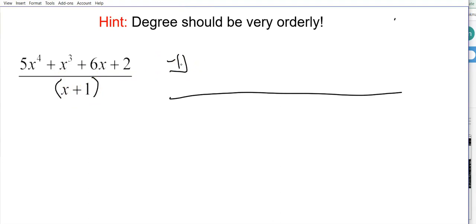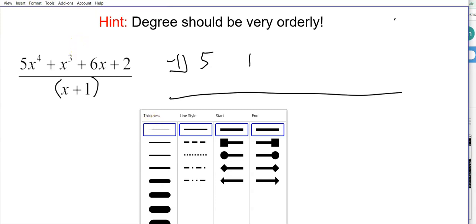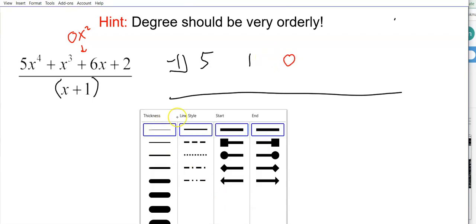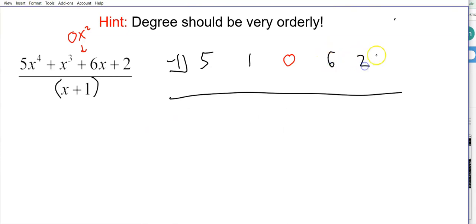I'm just going to take my coefficients as they go. 5, 1, this next coefficient. I don't know if you see it. It seems like I'm missing a term here. There should be an x squared term, as there is not. So I'm going to put 0 here for my x squared term. And then 6, and then 2. So it's very important to not skip a degree. So the degree goes 4th degree, 3rd degree, 2nd degree, 1st degree, and 0 degree. So I've got all the numbers represented.